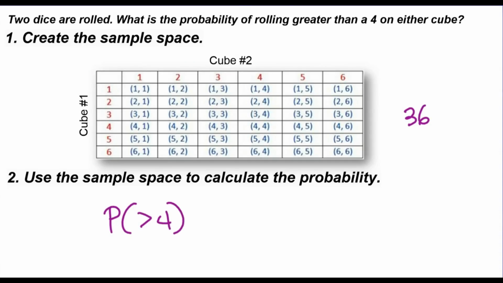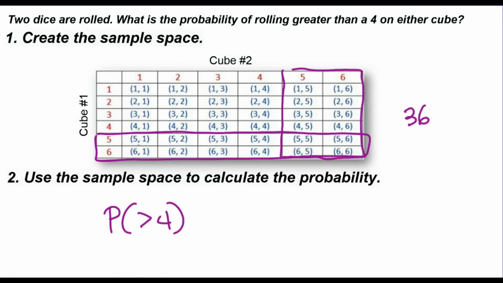So we're looking for the probability of greater than 4 on either cube. So now I need to look at these 36 outcomes and ask how many of these have a number greater than 4 on them. Well, it's going to be all of the outcomes in these 2 columns, because all of these have either a 5 or a 6 in them. And it's going to be all the outcomes in these bottom 2 rows as well, because number cube 1 has something greater than 4 in it.